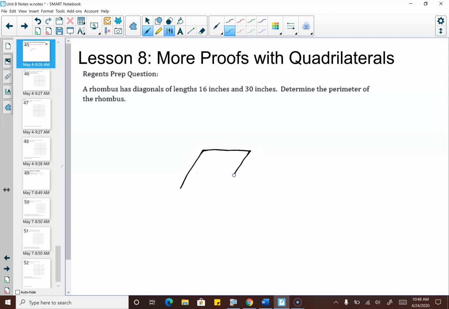If we quickly sketch ourselves a rhombus, there's one thing we need to remember. If the diagonals are 16 and 30, a carryover property from parallelograms is that the diagonals bisect each other. So it'd be 8 and 8, and then 15 and 15. And a property that goes with rhombus is that our diagonals are perpendicular, which form a right angle. Now we have ourselves 4 right triangles within this rhombus.